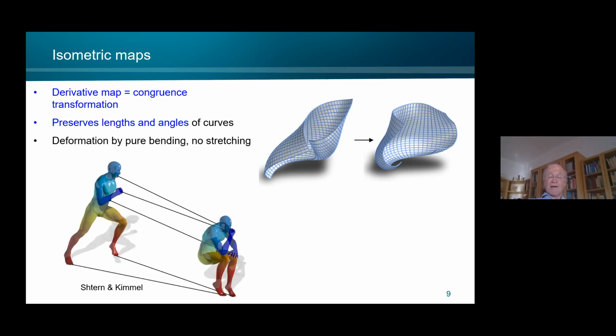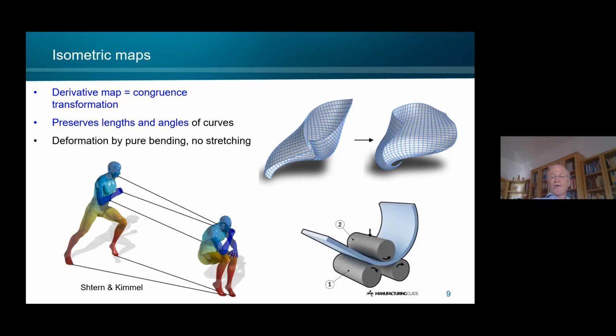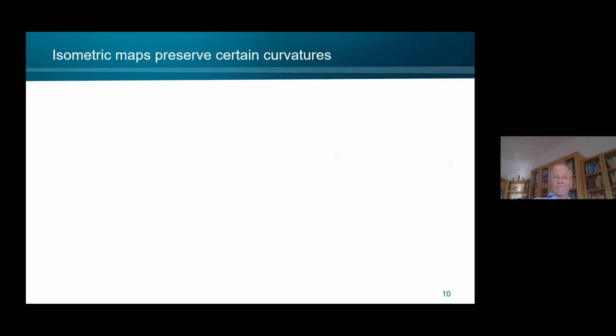There is a lot of work on isometric maps, for example, in geometry processing. An example is in connection with character animation or articulation of human poses and so on. Or there is some work, of course, in fabrication, which we will address a little later on.